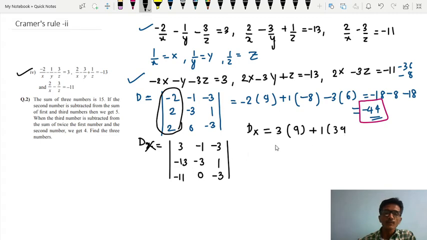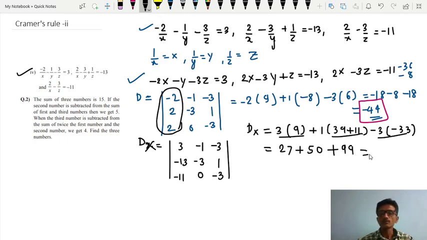Then plus 11, then minus 3 into 0 minus 33. Okay, it is 0 minus 33. So which is 27, and this will be 50, and this is plus 99. Okay, so 176. Then dx is equal to 176.